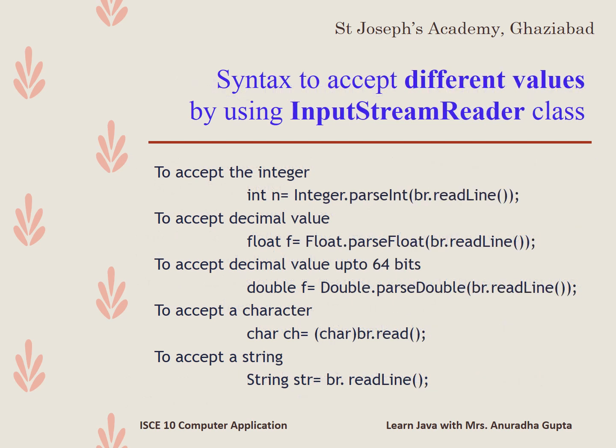Next, have a look at the syntax to accept different values by using the InputStreamReader class. First is to accept an integer value: Integer.parseInt(br.readLine()). Next is a decimal short range value: Float.parseFloat(br.readLine()). Third is to accept a decimal wide range value up to 64 bits: Double.parseDouble(br.readLine()). Next syntax is for character.